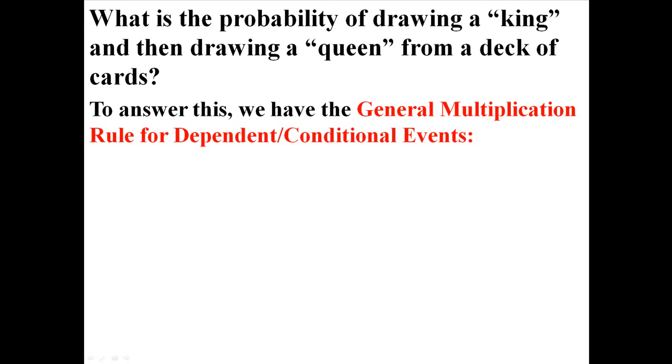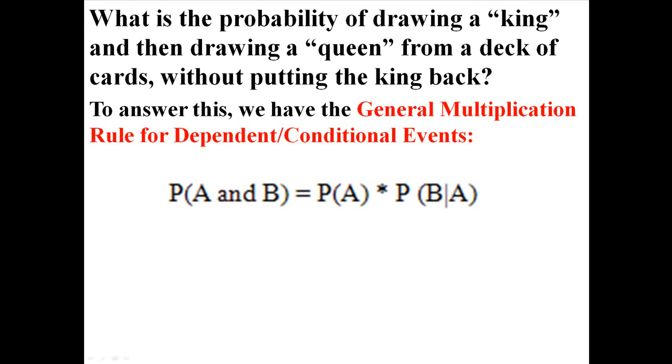Now I might want to ask you, what is the probability of drawing a king and then drawing a queen from a deck of cards? Now remember, these are dependent events, so to answer this, we have the general multiplication rule for dependent or conditional events. Conditional events are basically dependent events, and it's something like this. The probability of both A and B occurring is the probability of A times the probability of B given that A has already occurred.